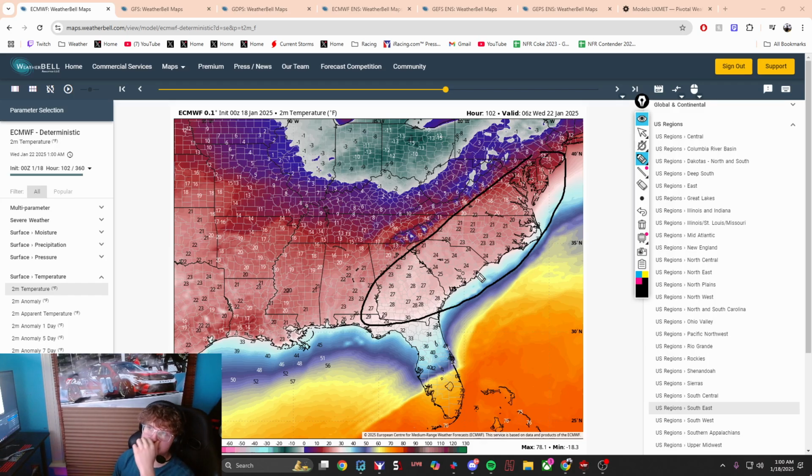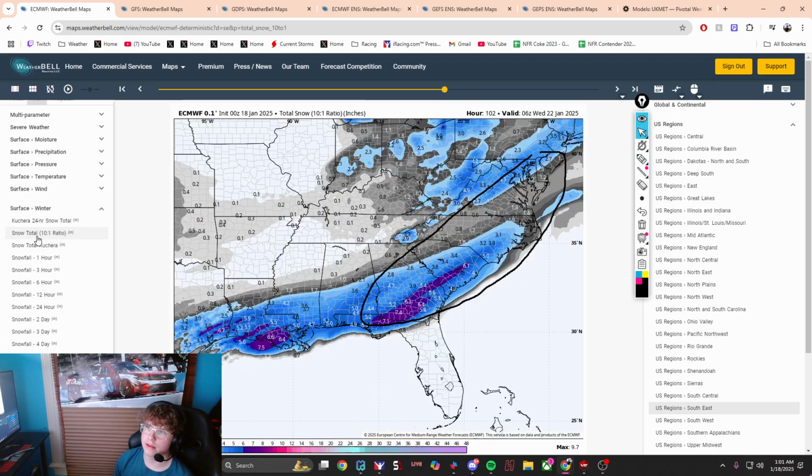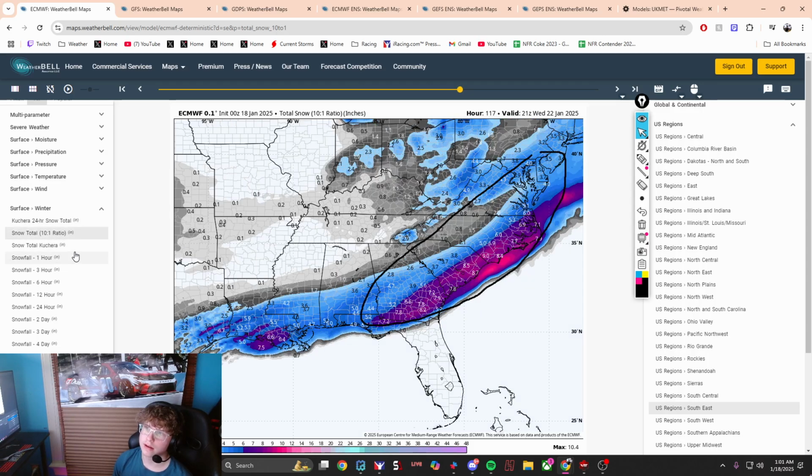So us being in the 20s and lower than 32 degrees, rather than if you're close to the coast, you're obviously closer to 32 degrees because of the ocean. If you're inland, you're going to have higher snowfall totals. So that's why if you go to 10-to-1 here, it shows basically like 5 inches, 6 inches. And at the coast, there's more. And then again, if you go to the Kuchera ratio here, it shows a little bit more for some areas.